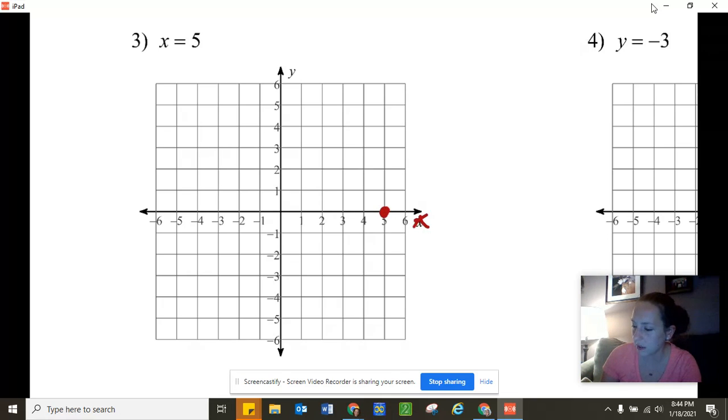What? It's the ugliest x I ever saw. It says x-axis right there.